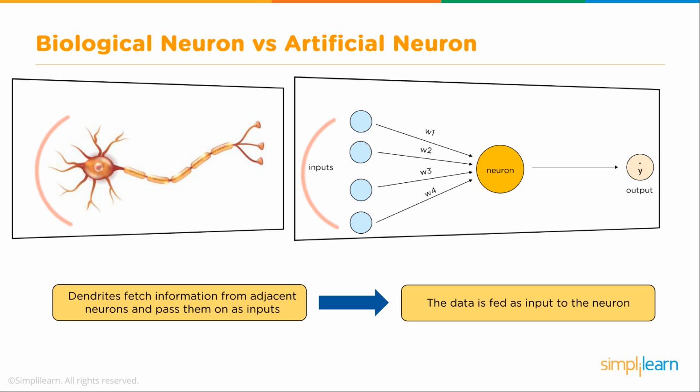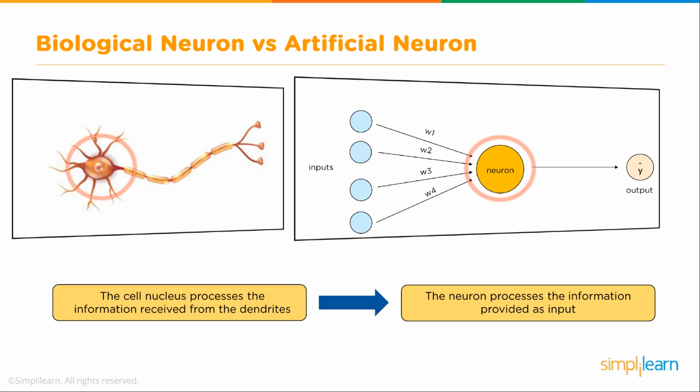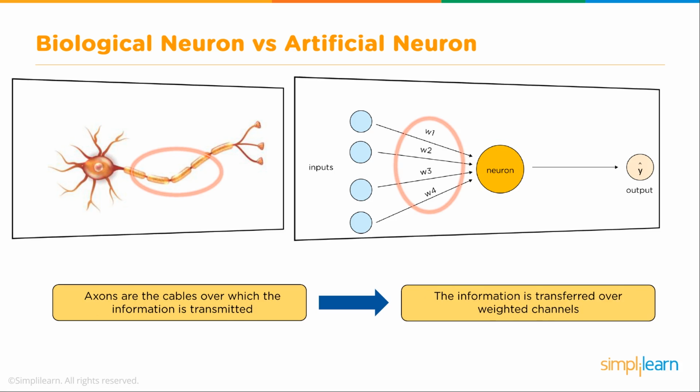Any computer model should be looking at that. What's coming in, what's going out. The data is fed as an input to the neuron. So when we look at the artificial neuron, you can see we have our inputs. They come in, each one is specially weighted into the neuron, and then the neuron has an output. The cell nucleus processes the information received from the dendrites, and the neuron processes the information provided as inputs. Axons are the cables over which the information is transmitted, and the information is transferred over weighted channels.